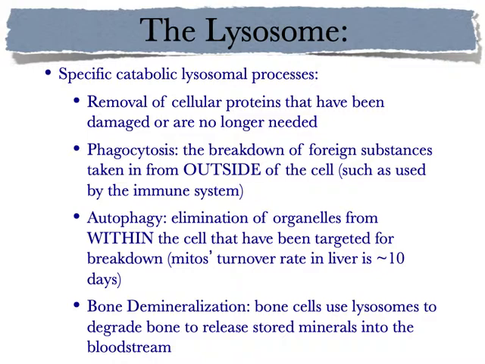The last one here is bone demineralization. Bone cells use lysosomes to degrade bone to release stored minerals into the bloodstream. And the classic example is for calcium, right? So what are the bone cell types that do that, to degrade bone?